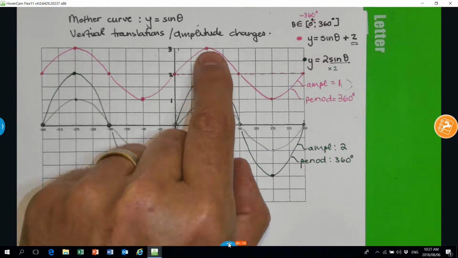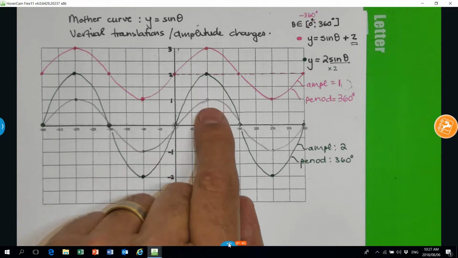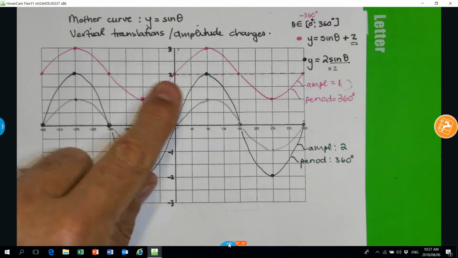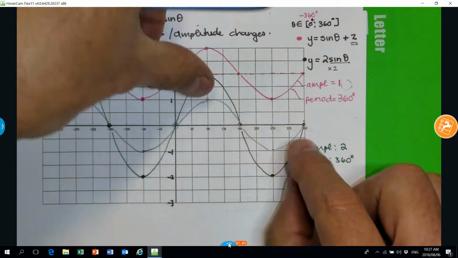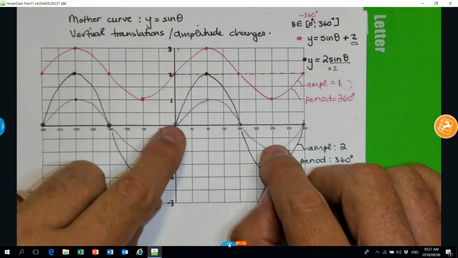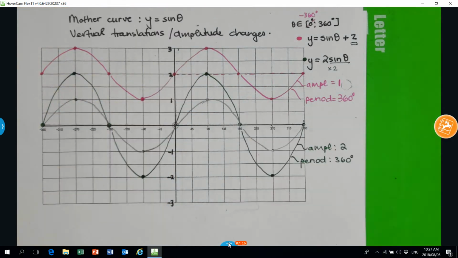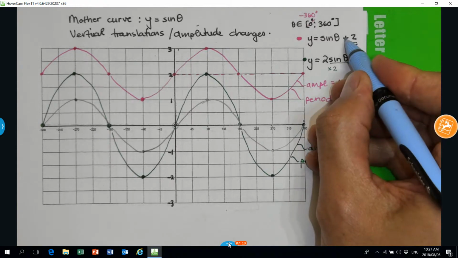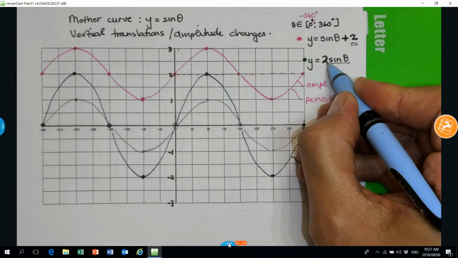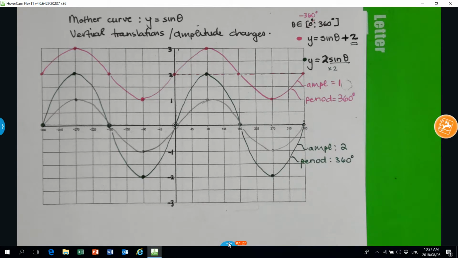because we added 2. Here we doubled the 1, so the maximum on the green curve will be at 90 and 2. And it's basically taking the sine curve and stretching it there. Here we're taking the sine curve and we're translating it upwards 2 units. So that is what happens if I add 2 to sine and if I double the sine of theta. Both of those are vertical changes and do not affect the period of the curve.